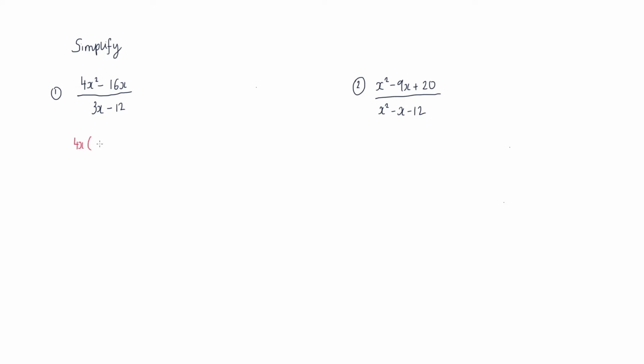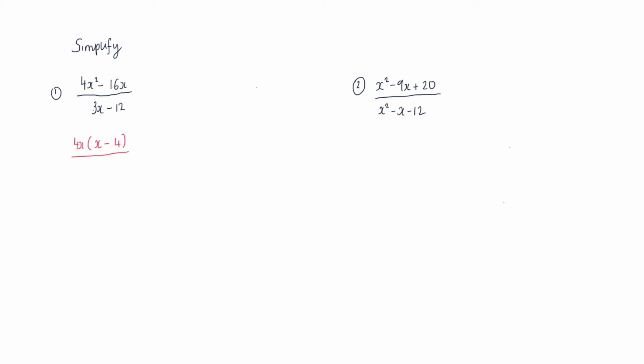If I take 4x out, something times 4x gives me 4x squared. Well, we know that's just going to be x. Minus something times 4x gives me minus 16x. We know that's going to be 4. So if you were to expand this bracket, you should get 4x squared minus 16x, right?